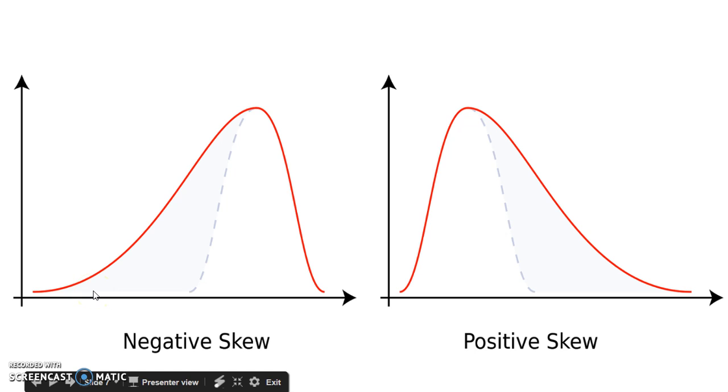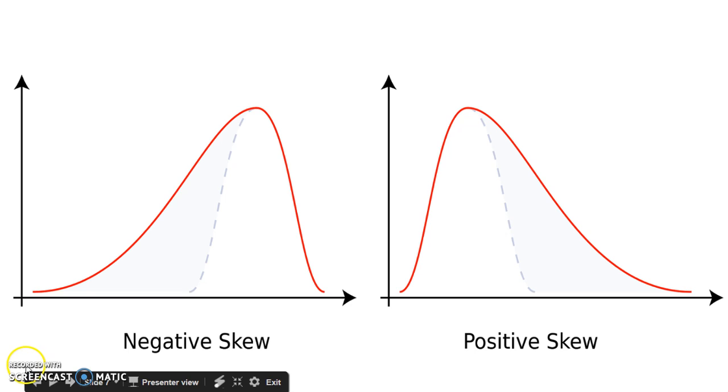Take a minute to try and figure out where those measures of central tendency will be in a positively skewed distribution. So in a positively skewed distribution, you should have reported that the mode will be towards the lower end of the distribution, the mean will be towards the higher end of the distribution, and the median will be somewhere in between.